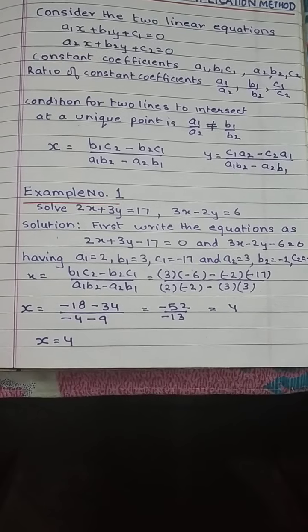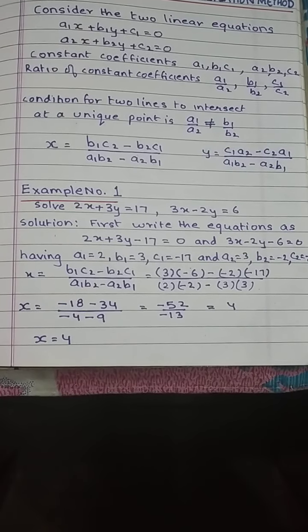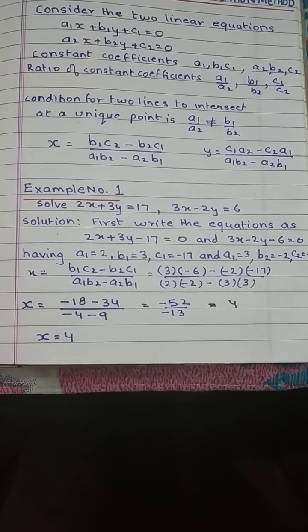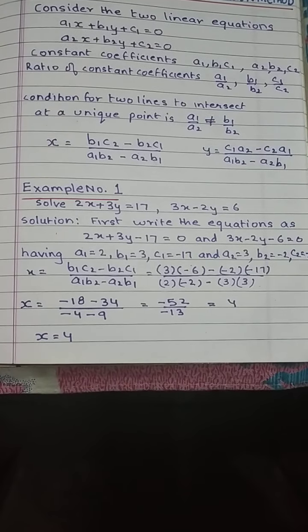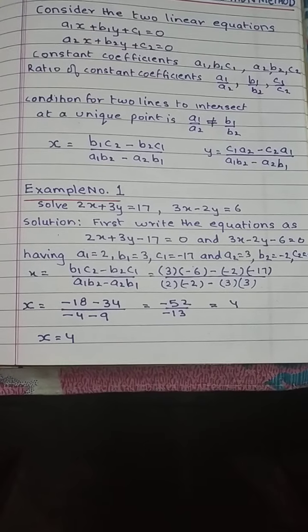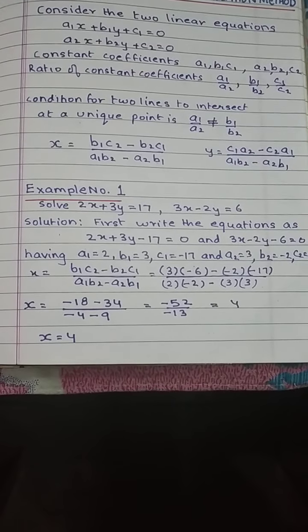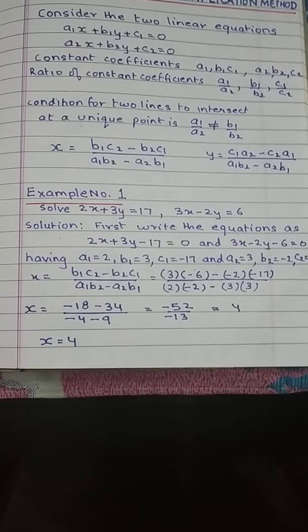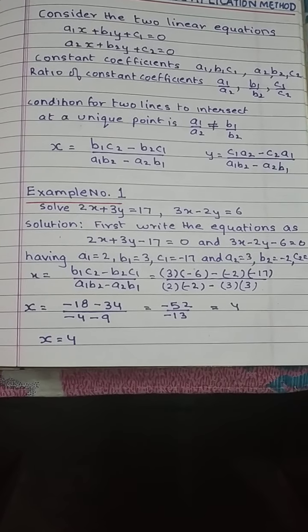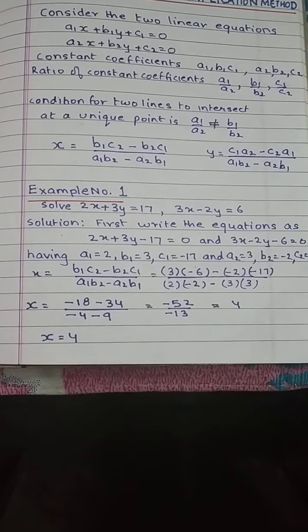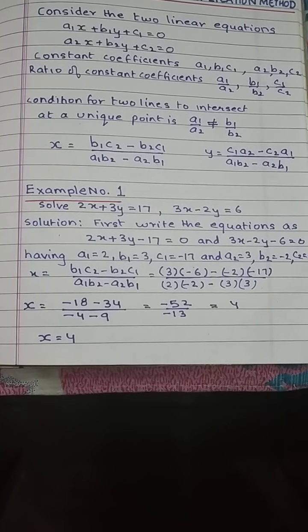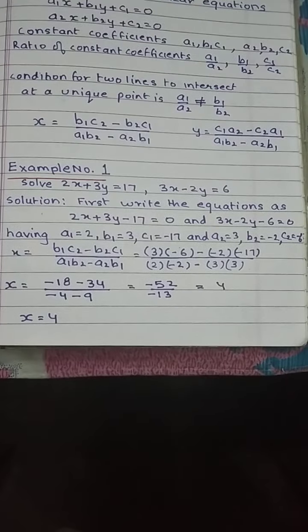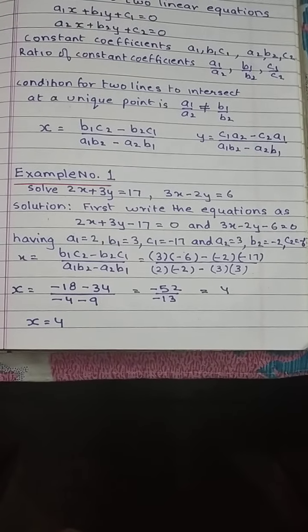Now, according to the cross multiplication method, we have the formula: x is equal to b1 c2 minus b2 c1 over a1 b2 minus a2 b1. y equals c1 a2 minus c2 a1 over a1 b2 minus a2 b1. We will apply this formula in solving the equations.